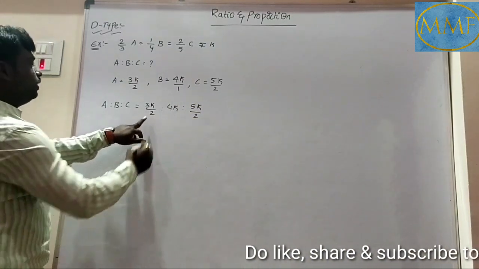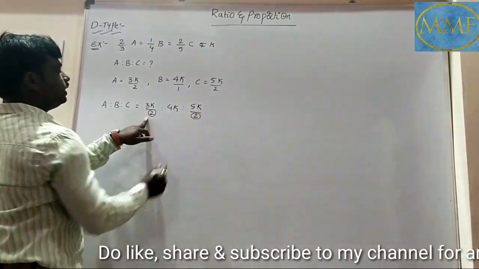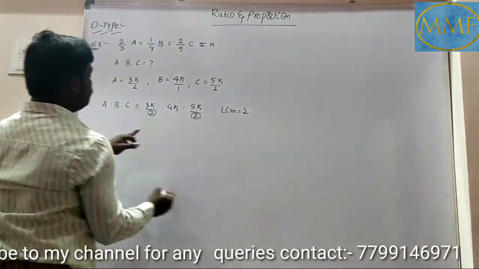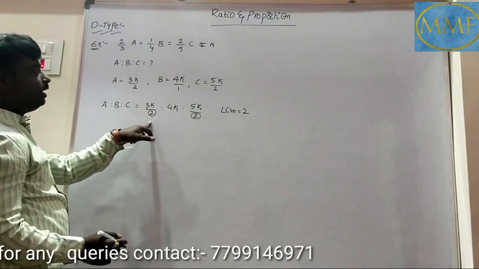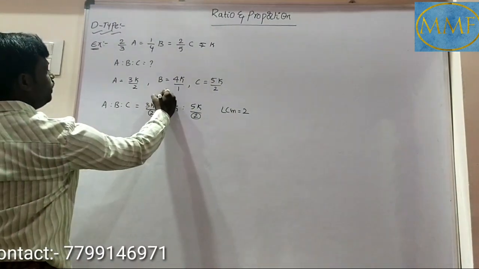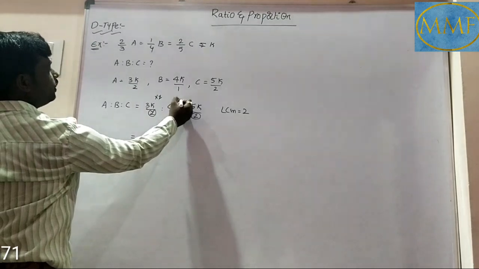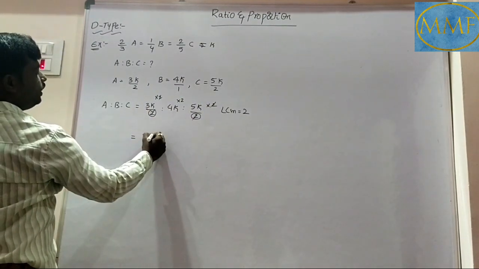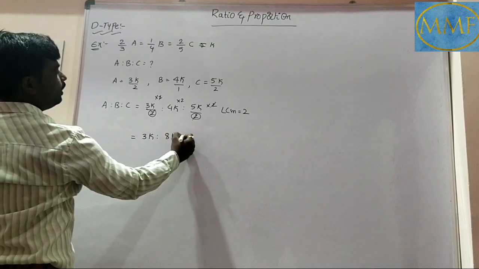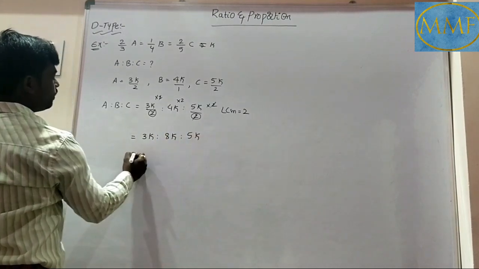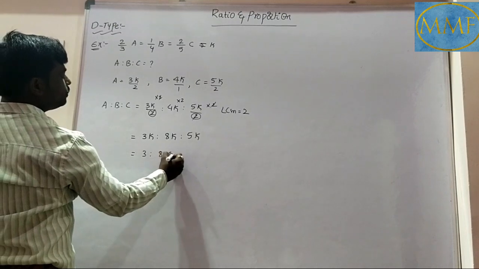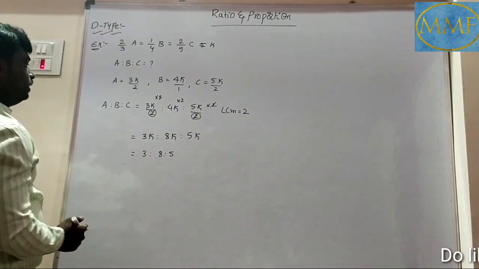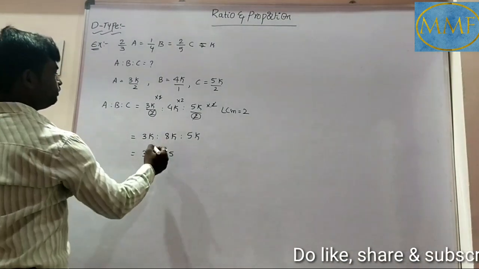Now what we should do? Take the LCM of the denominators. The LCM of 2 is 2 itself. Then just multiply every term of the ratio by 2. Into 2, the 2 is going to be cancelled. Into 2, again into 2. Cancel the 2. What is it? 3k is to 8k is to 5k. Now k is common: 3 is to 8 is to 5. This method is the concept.